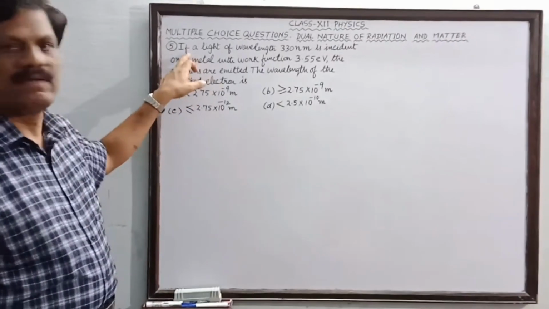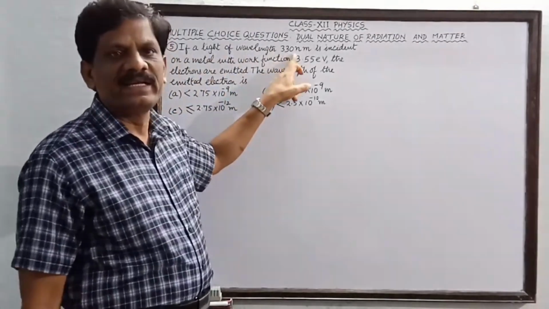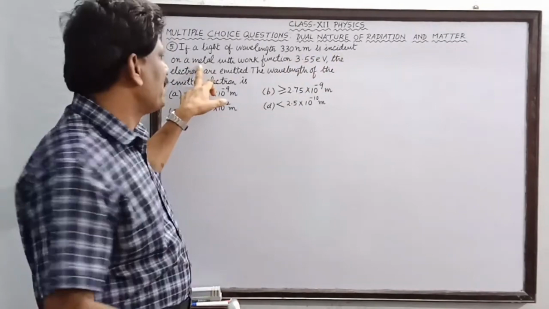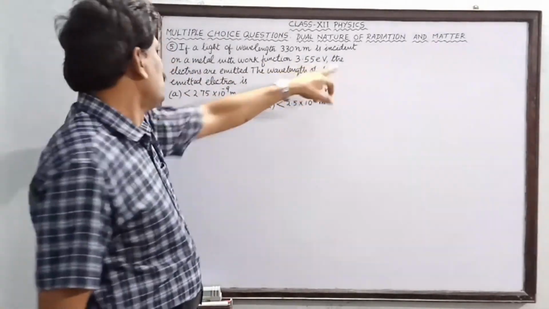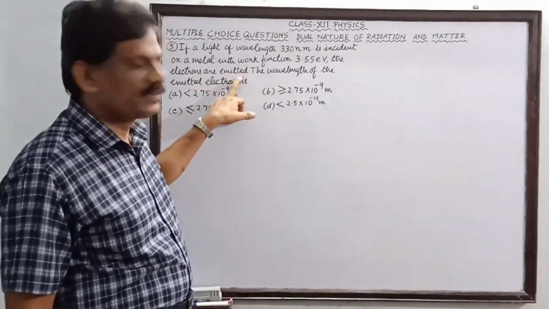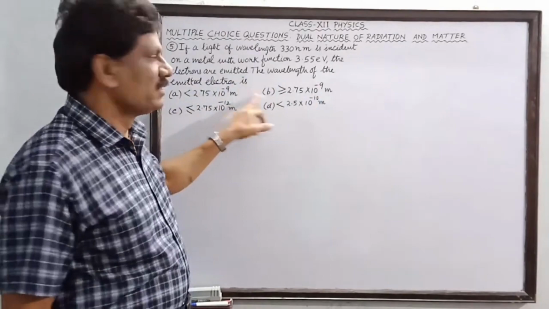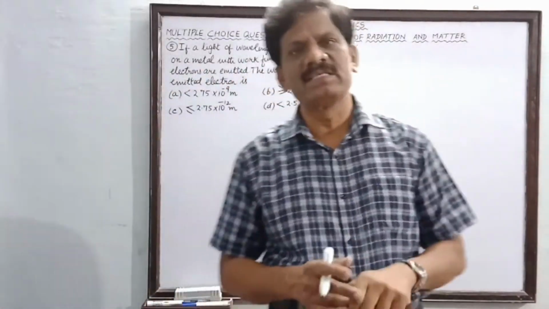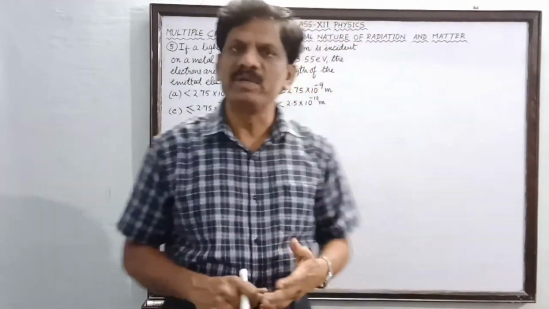Now we are going to solve the fifth problem. If a light of wavelength 330 nanometer is incident on a metal with work function 3.55 electron volt, the electrons are emitted. The wavelength of the emitted electron is? So the four conditions are given. We already know what is photoelectric effect. So Einstein's photoelectric equation we are going to use here also.